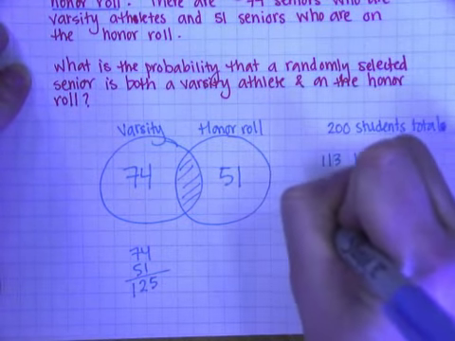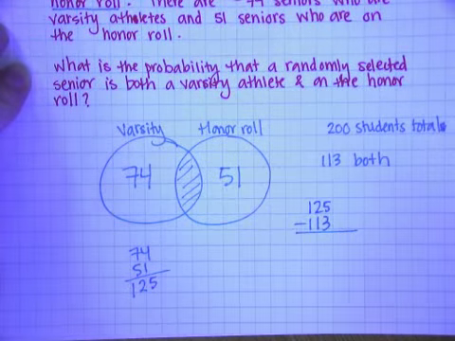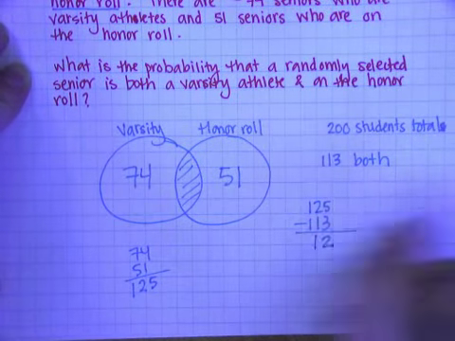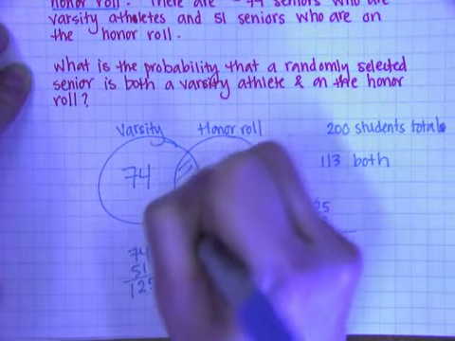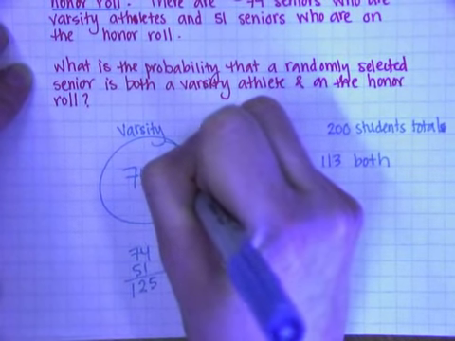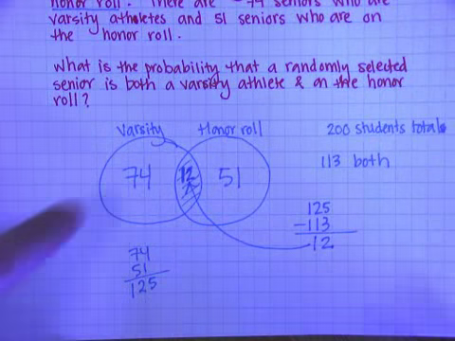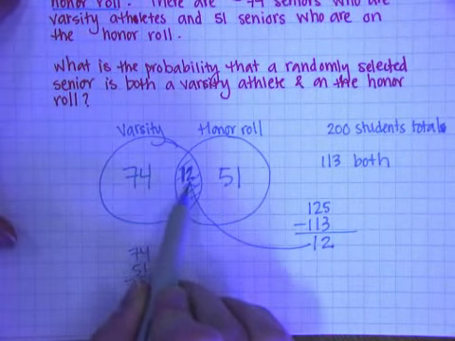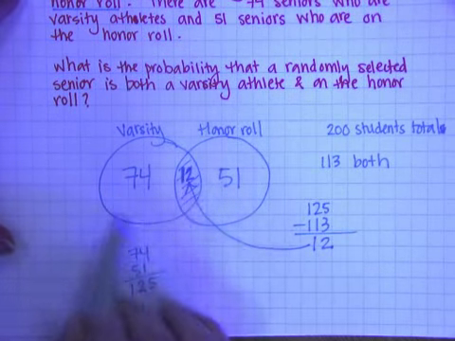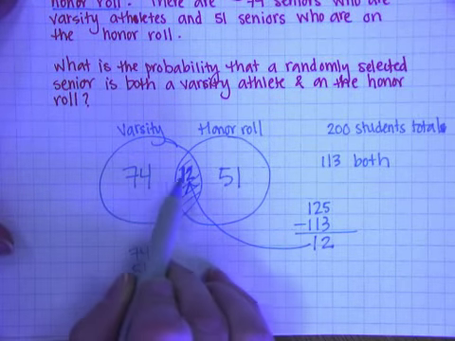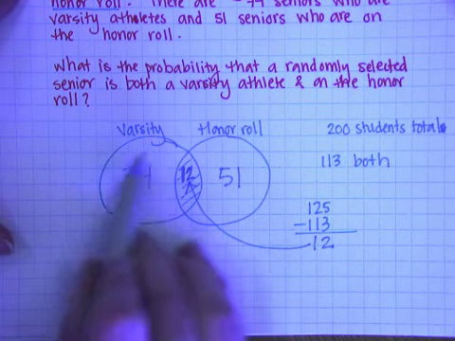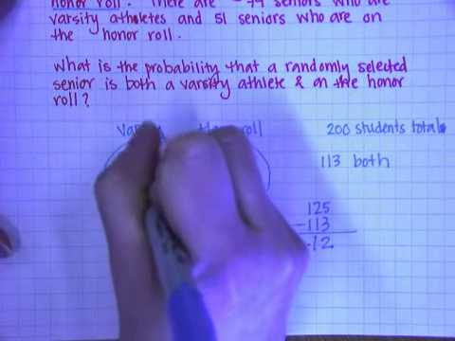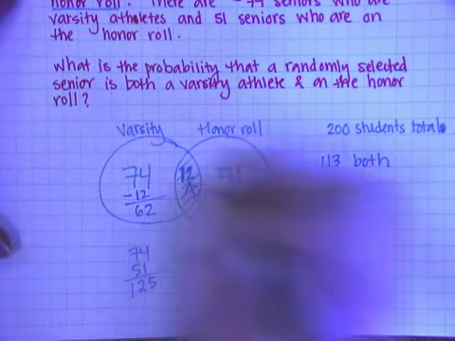To do that, I'm going to take the difference between the number I'm getting total and the number they already told me. So I'm going to take 125, take away 113, and let's see, 5 minus 3 is 2, 2 minus 1 is 1, and that cancels out. So this 12 has to be the number that are in both. Now I've got to adjust these down to make this work, because if I have 12 that are both and 74 in the same circle, then I would add 74 and 12, and that would give me 86 varsity athletes, but I know I only have 74. So I have to do 74 minus 12 to get 62.